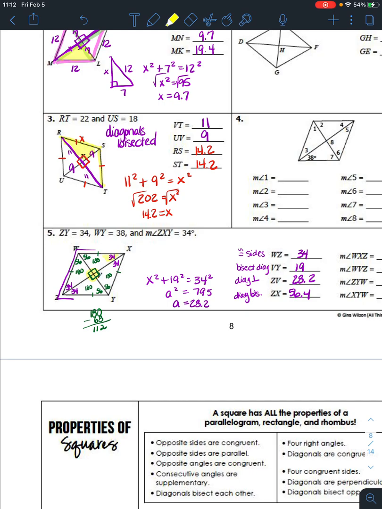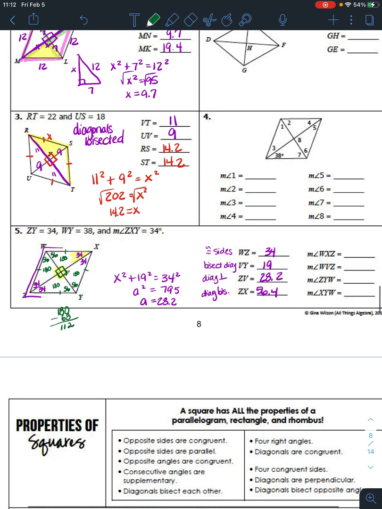So now it asks for WXZ. WXZ is this angle right here. So now we know that WXZ is 34. I just already had it in there. WVZ is this angle right here. It's 90 degrees. And ZYW, right there. Now we know that that's 56 degrees.